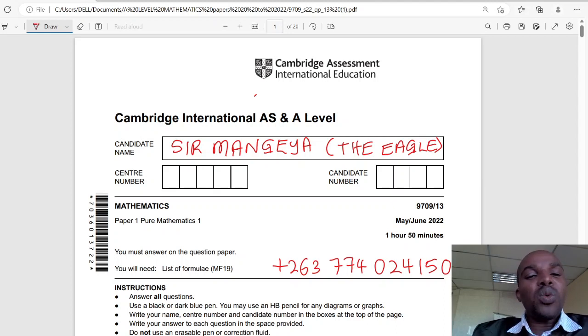Right. So this one is Cambridge International Advanced Level Mathematics. It's Pure Mathematics Paper 1 for May/June 2022.